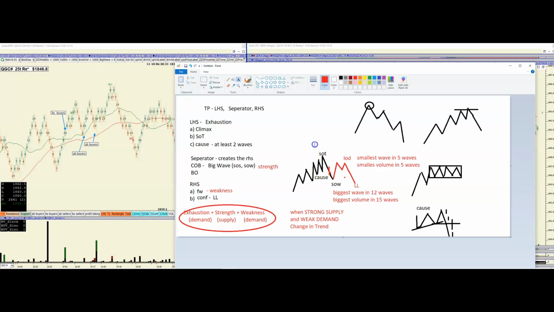What did we see here? We see exhaustion. We see strength of supply. And you see weakness of demand. This is how trends change. Bingo. This has never been taught like this ever.